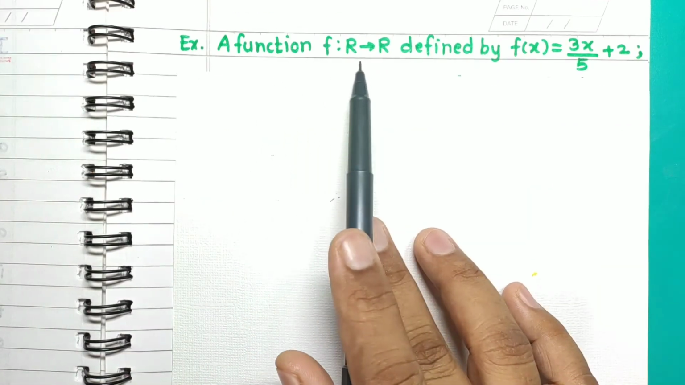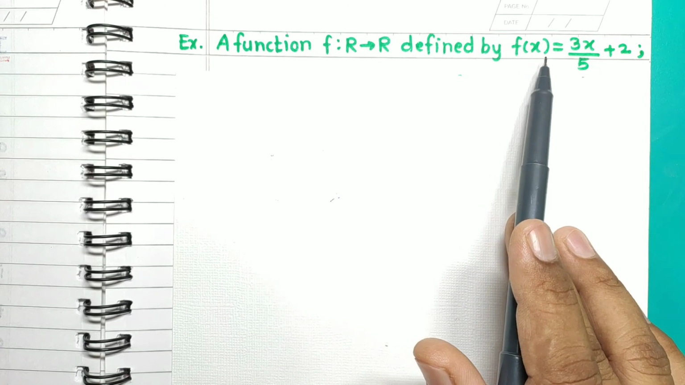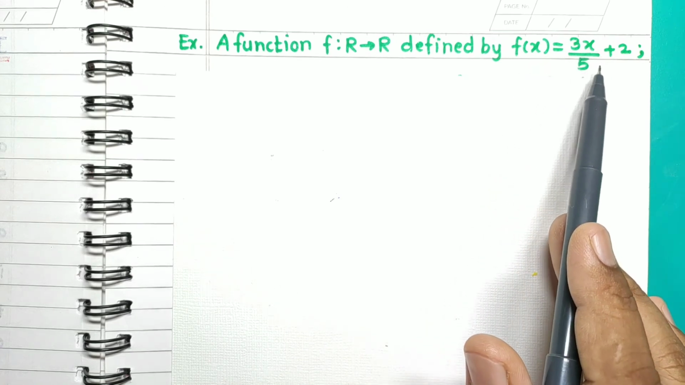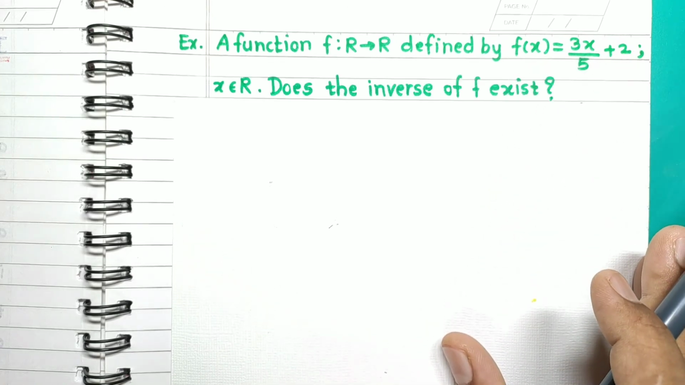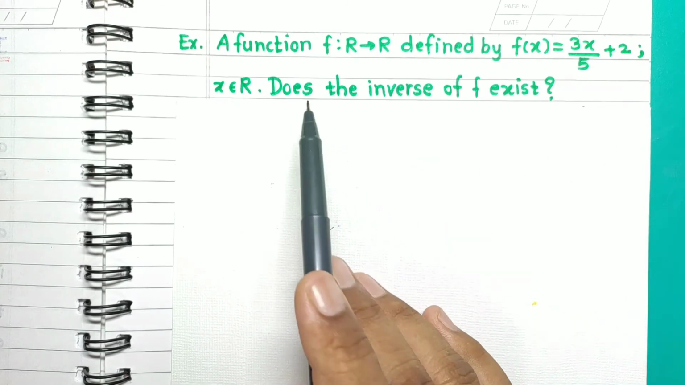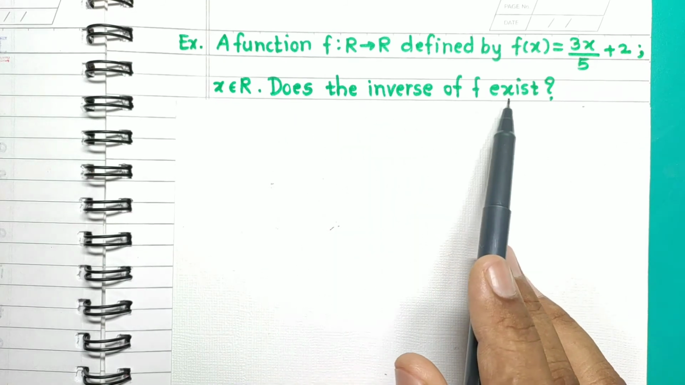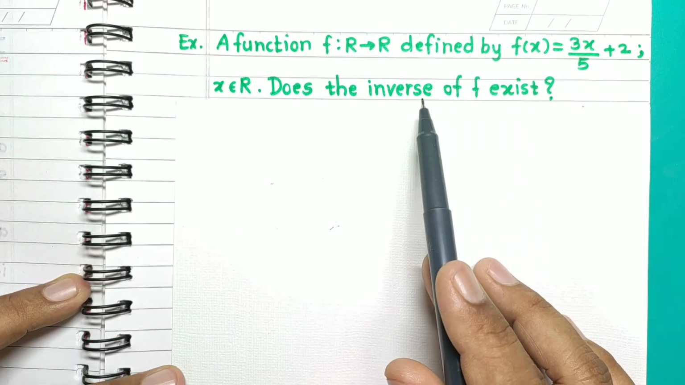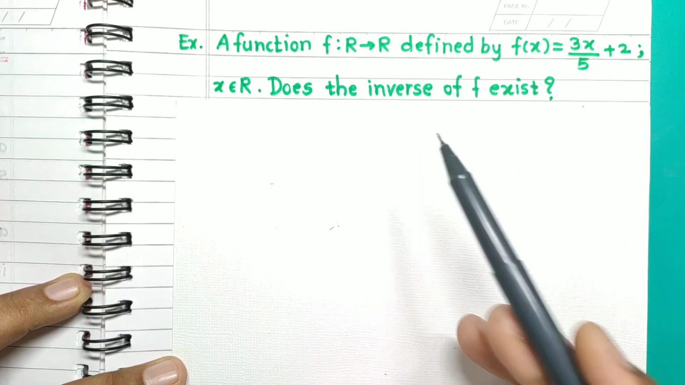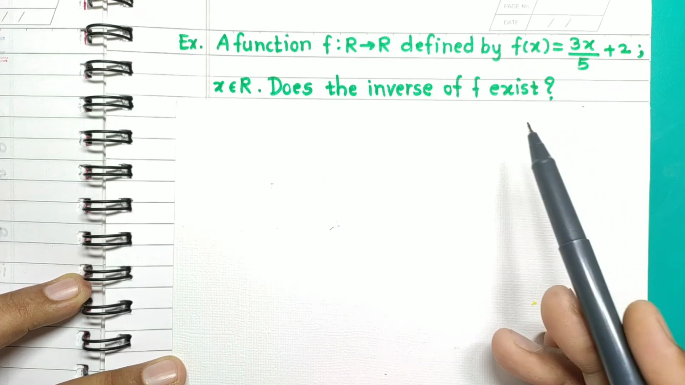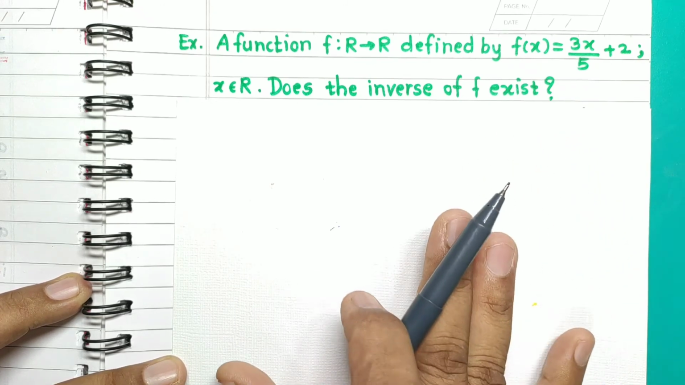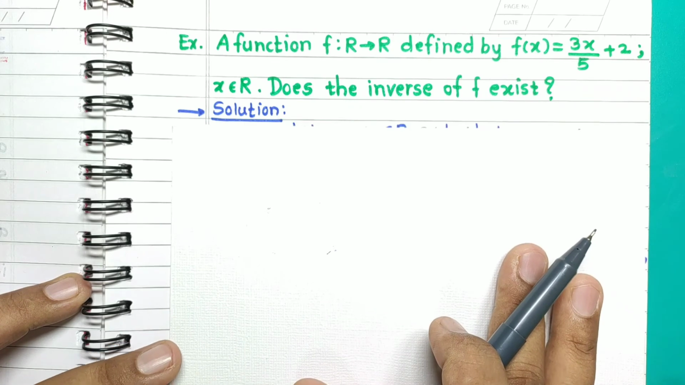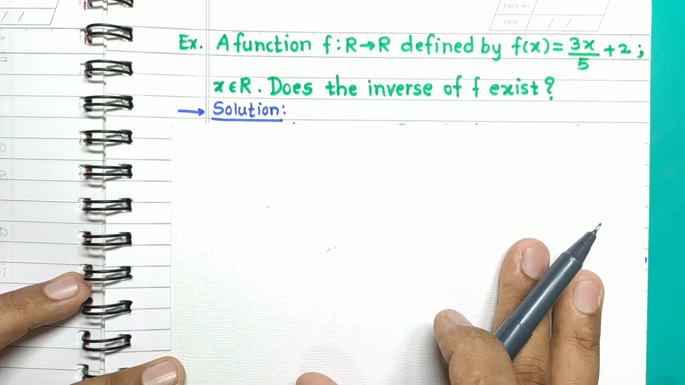See, a function f from R to R defined by f of x is equal to 3x by 5 plus 2 for x belonging to R, and the question is, does the inverse of f exist? So for the existence of the inverse of function f, we have to check whether the function is bijective or not. So let's first see whether it is 1 1 or not.